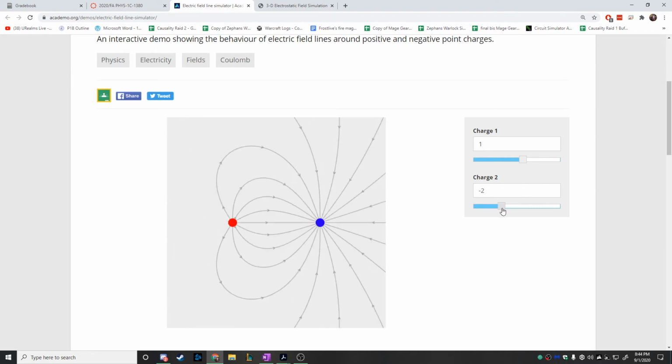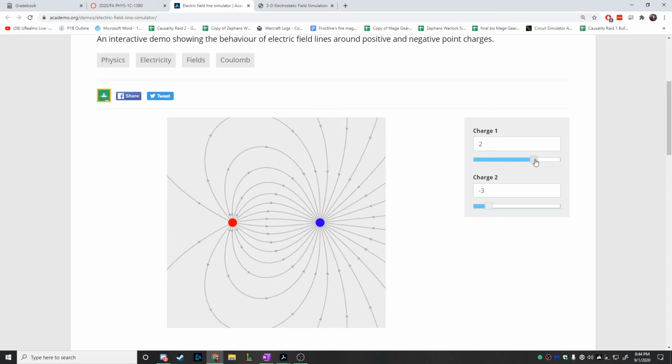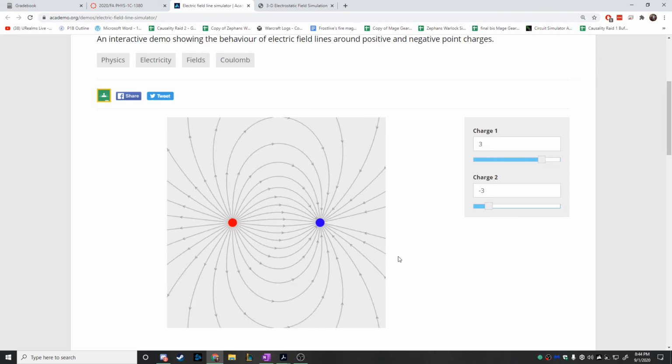And the same thing happens here. If I increase the size of these charges, like that, the field gets more dense. It starts to look a little bit more like what I drew, right? So where's the densest part of this field? It's all within this region over here. Close to the charges, it's really dense.